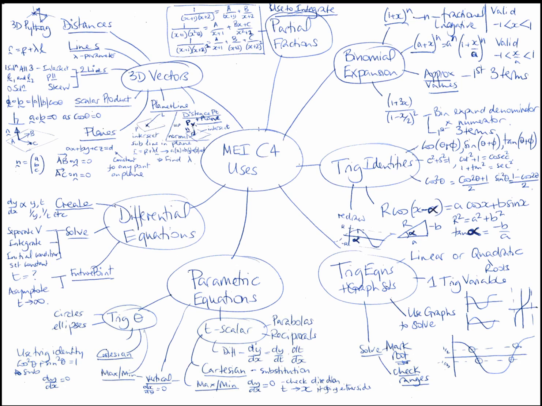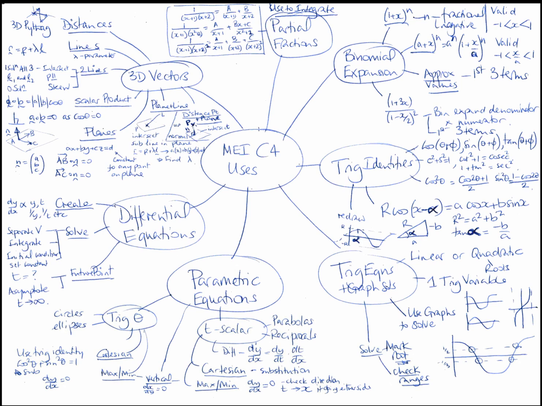Partial fractions, they're going to ask you to use these to prepare an expression for integration using the 3 rules in the square box. Binomial expansions, they're going to ask you to look at fractional and negative powers, indices, and what the ranges of validity are.